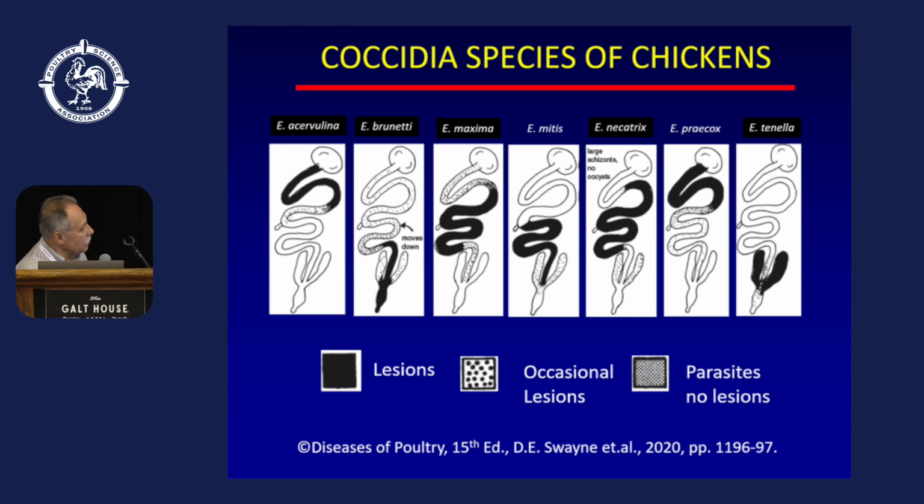maxima the middle small intestine, mitis the distal small intestine, but doesn't typically produce lesions. Necatrix, the middle small intestine. Praecox, another one that doesn't produce distinct lesions, or at least very minimal lesions, the proximal small intestine. And tenella, of course, as everybody knows, infects the ceca.